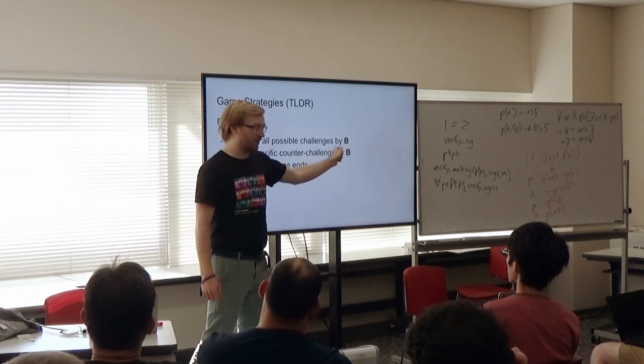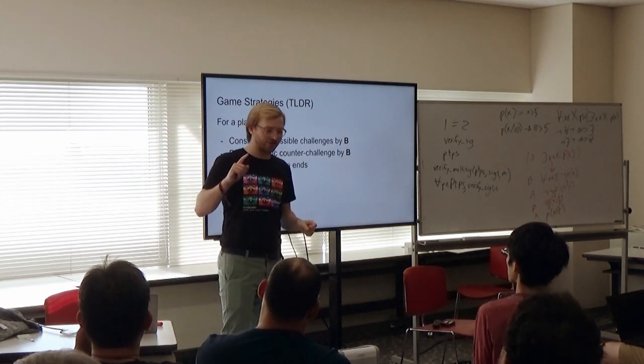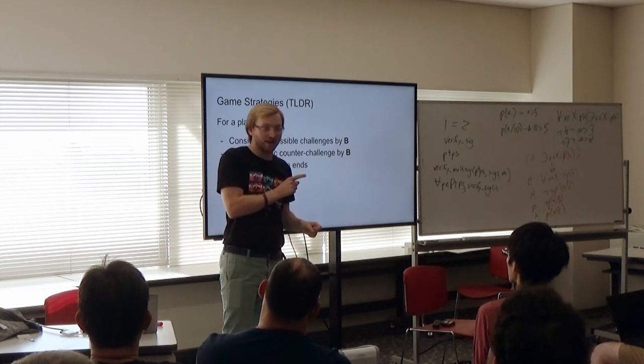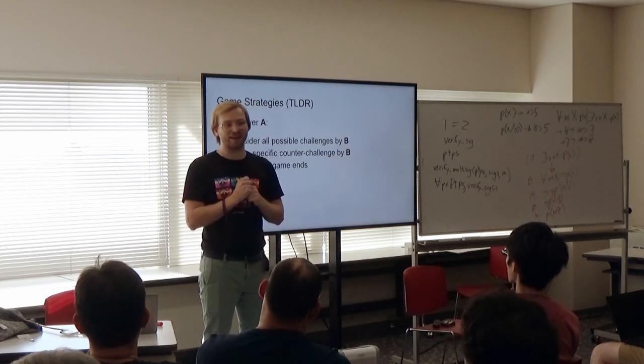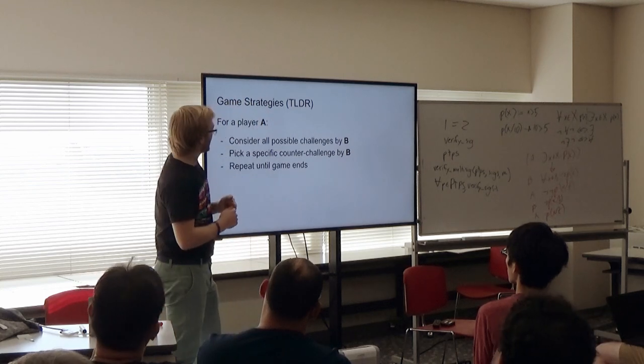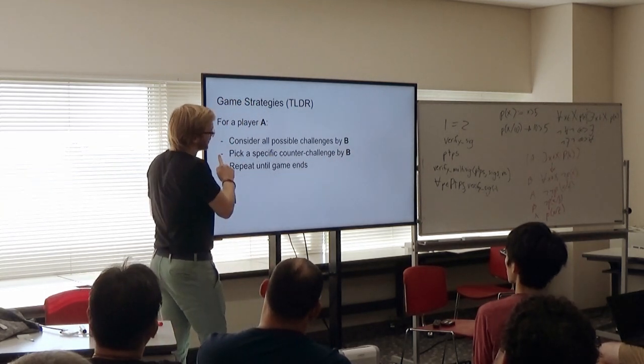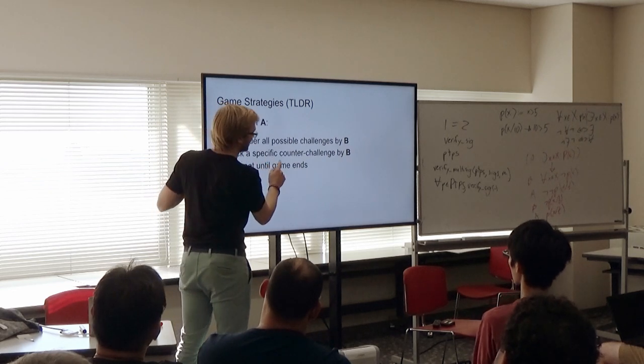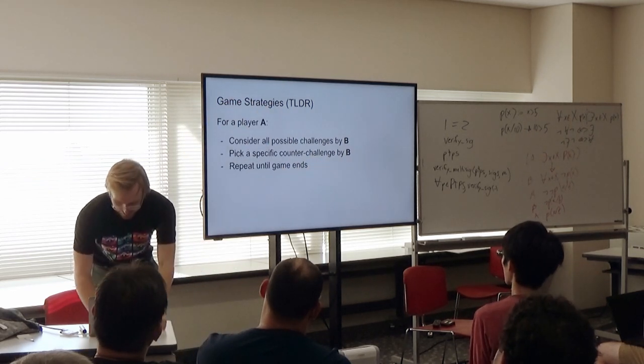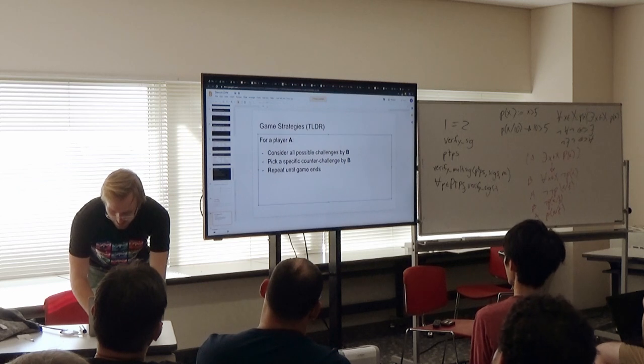So for all challenges, a winning strategy says for all the challenges that B could have done, A has to have a response to that. I have to be able to deal with that case. So you look at all the challenges by B, you pick a specific counter challenge. Oh, that should say A. So you pick a specific counter challenge.